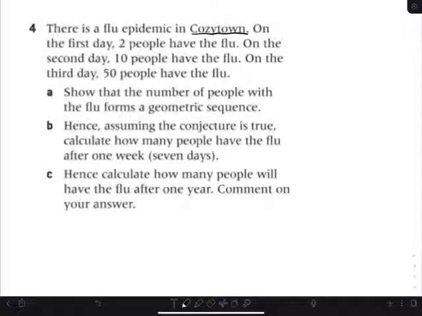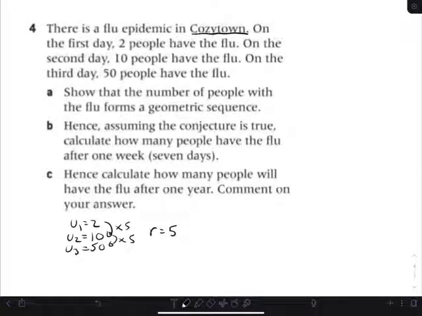That's terrible. On the first day, 2 people have the flu. Second day, 10 people have the flu. So if you kind of write this out, U1 would be equal to 2, U2 would be equal to 10, and U3 would be equal to 50. Right? So if I'm going from one to the other, I'm multiplying by 5. So R is equal to 5.